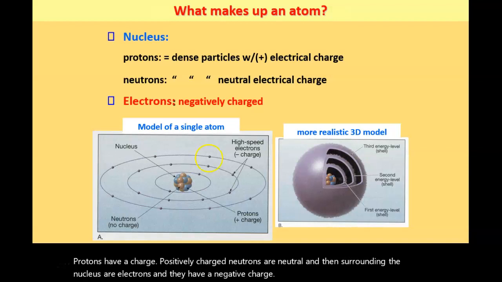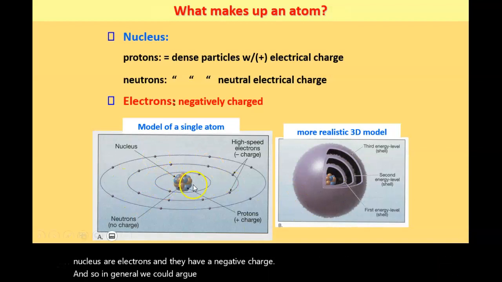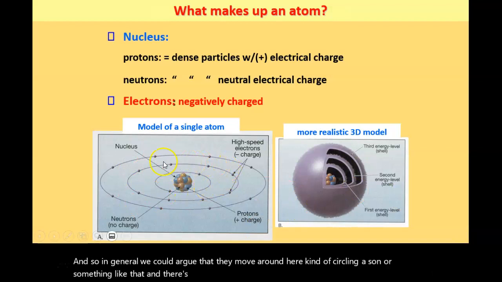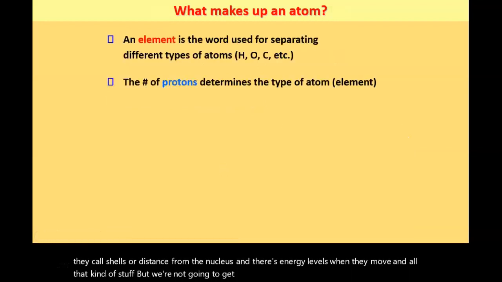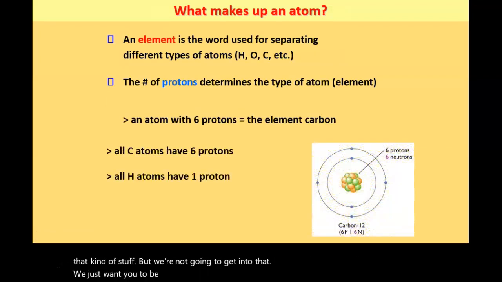In general, we could argue that they move around kind of like circling a sun or something like that. And there are specific amounts of electrons that can occupy certain shells, or distances from the nucleus. And there are energy levels when they move and all that kind of stuff. But we're not going to get into that. We just want you to be aware of one thing.